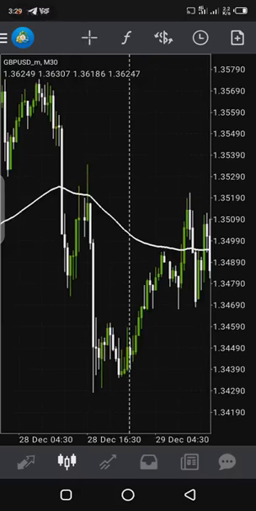Hello friends, this is just the simple strategy. We are not using many indicators, just the 50 SMA, smoothed moving average. And just by this one, you know how much you'll be making from the market.